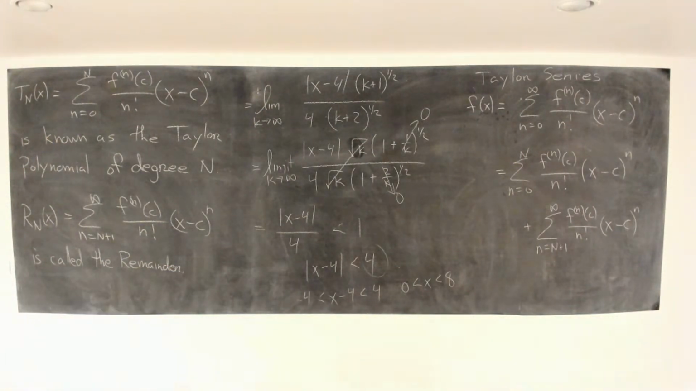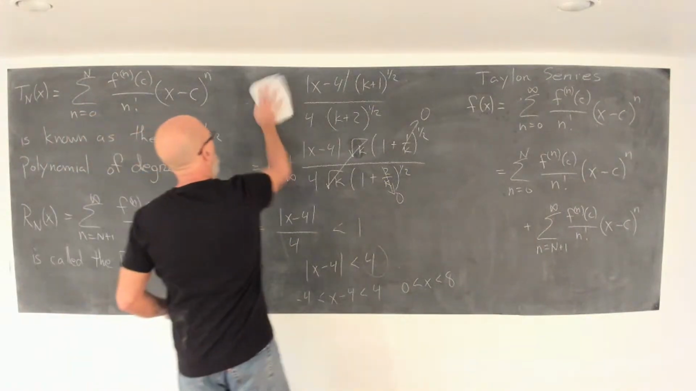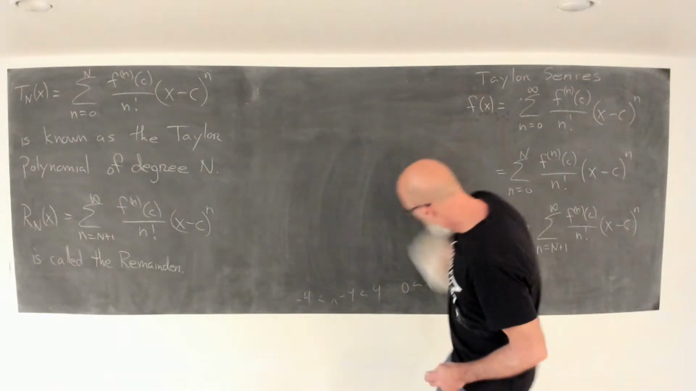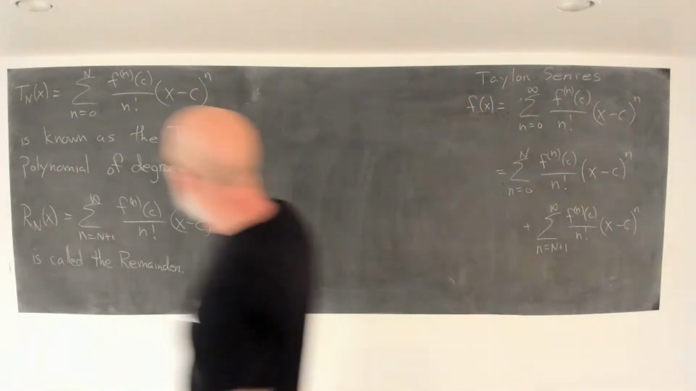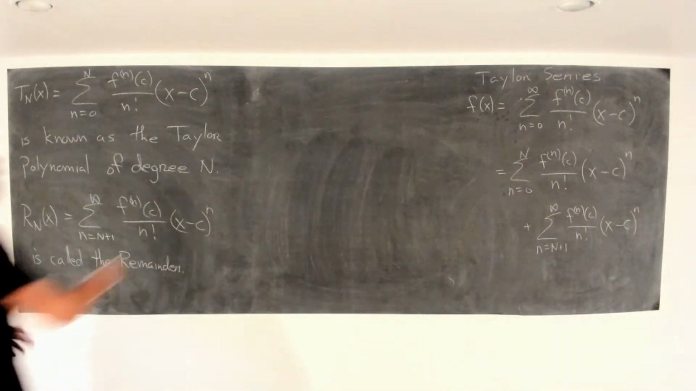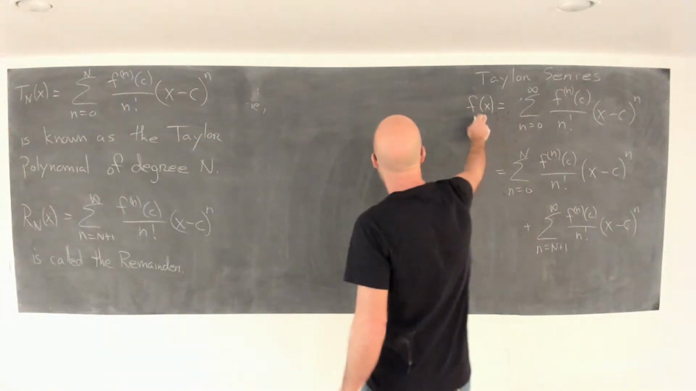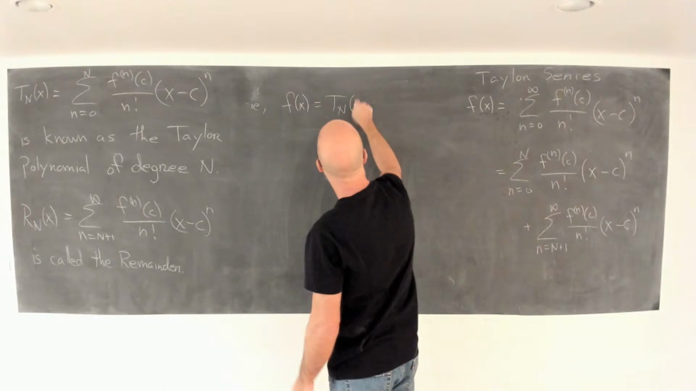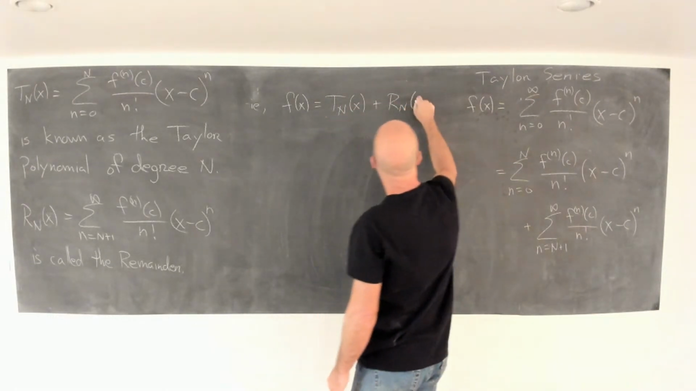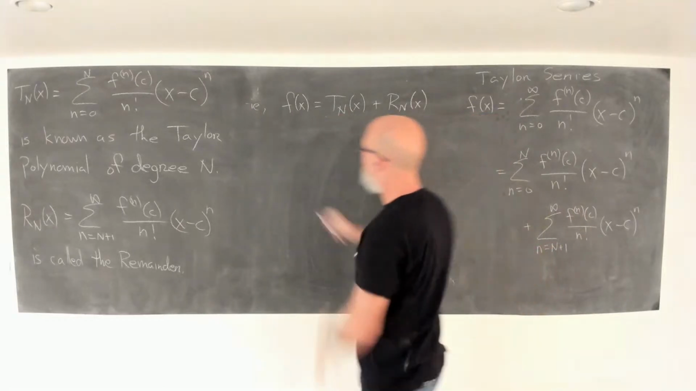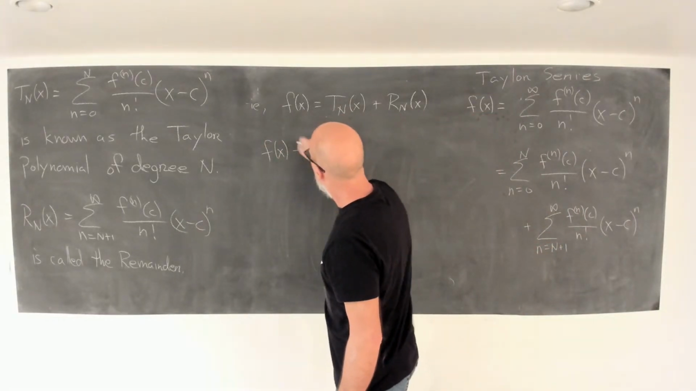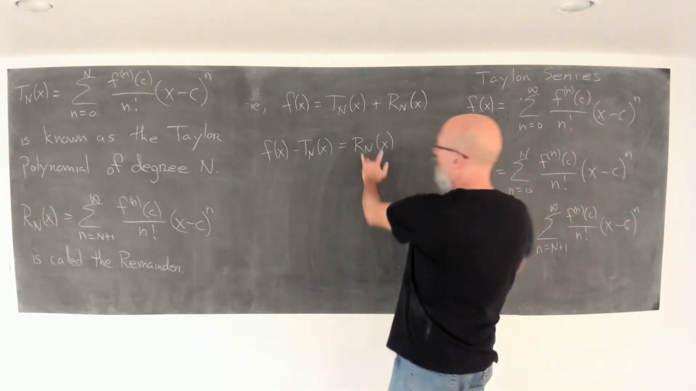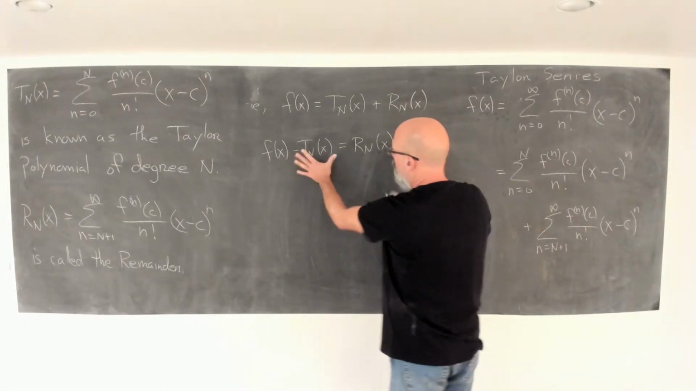Now, it's easy to see, right? So what are we saying? In other words, we're saying the function is the Taylor polynomial plus a remainder. So if you bring this to the other side, right? That's why it's called the remainder, because it's the difference, it's what's left.